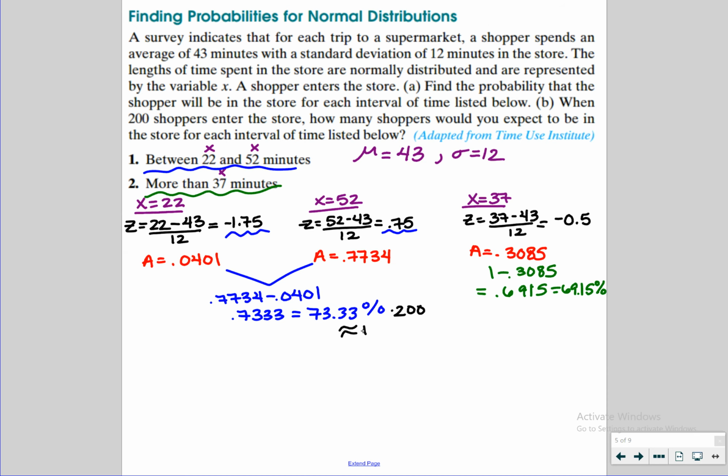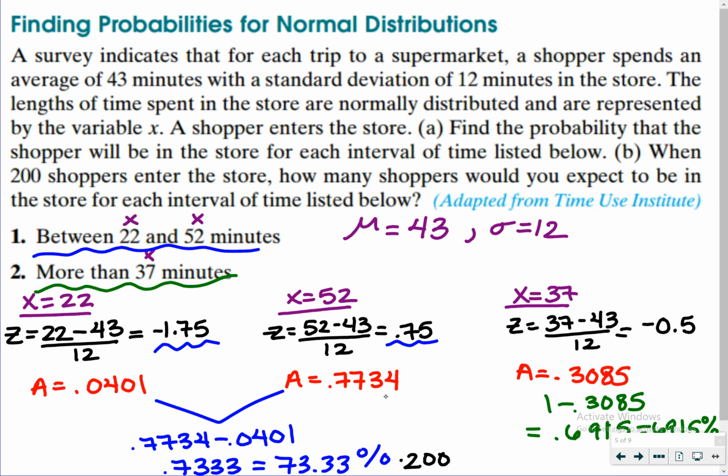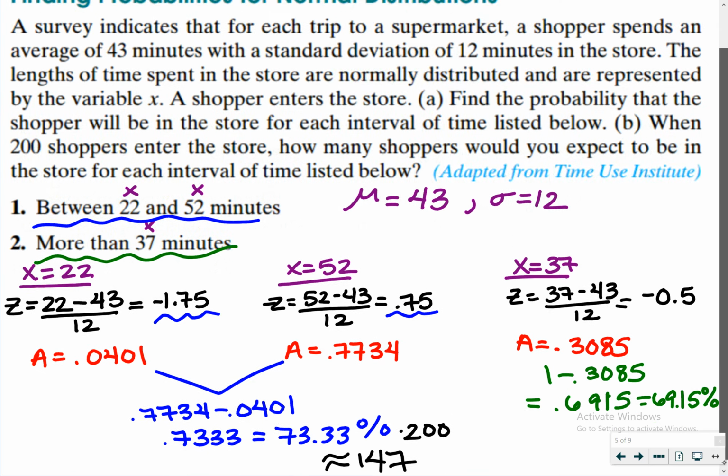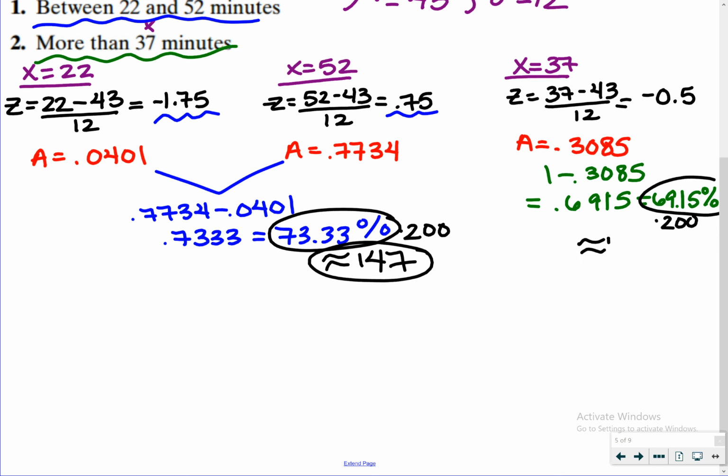Oops. If I can make that wider. There we go. About 147 people. So my two answers: 73.33 and the 147. And then you can do the same thing for this one. You can multiply by 200 to figure out about what that means in terms of how many people shop for that long. I get 138.3, so about 138 people shop for longer than 37 minutes.